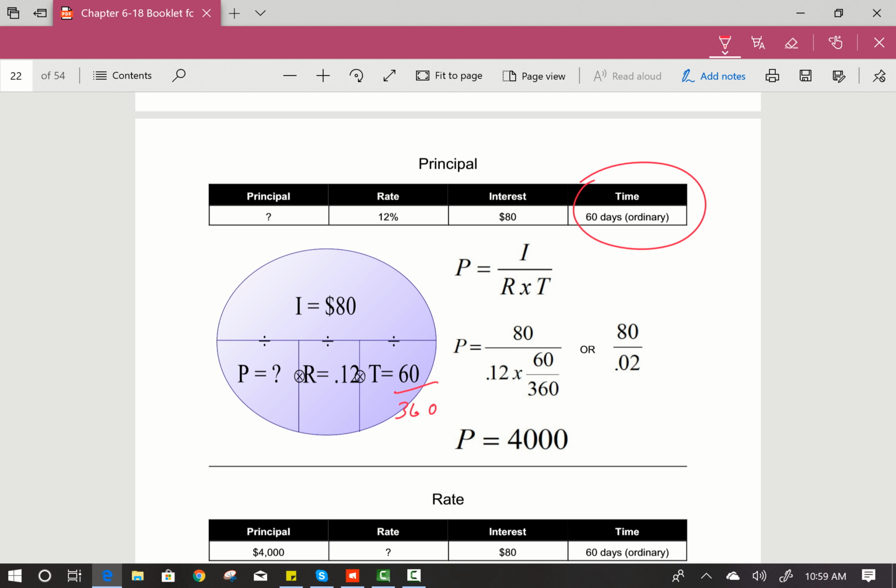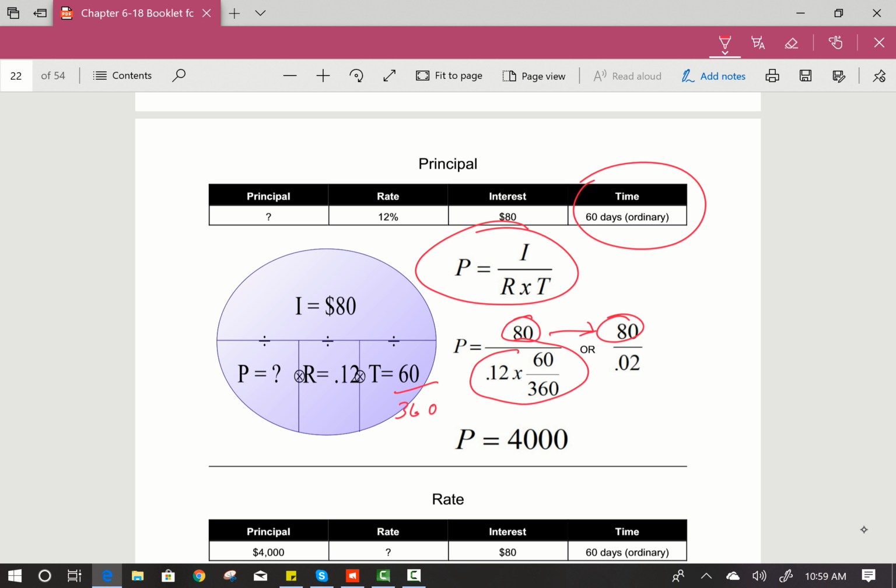The principal is equal to the interest divided by the rate times the time, which is right there. So I'm just going to fill in the blanks. Okay, I know that the interest is 80, so I'm going to put 80 on top. And since it's by itself, I'm just going to go ahead and bring it across and put 80 on top over here.